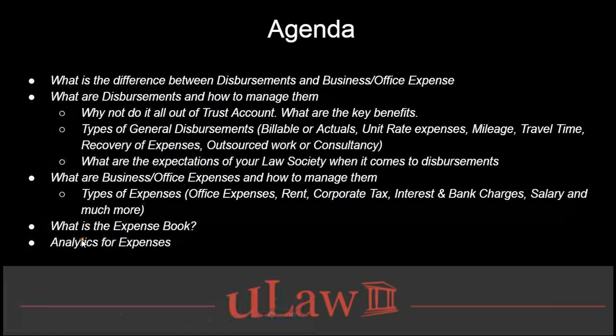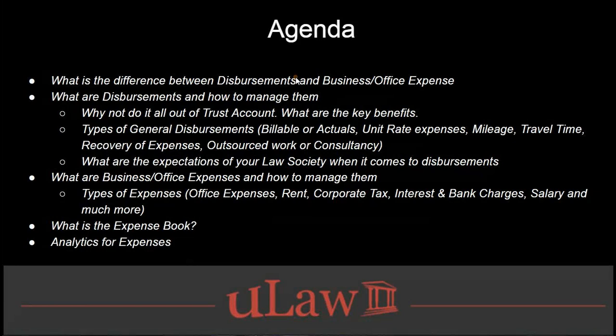Like every other uLaw webinar, today's webinar has a specific agenda. We're going to talk about the two major categories or types of expenses that a legal firm comes across. The one where you pay for your client, the expenses that you incur in executing or managing a matter or a file for a specific client, which are otherwise called disbursements. And there are, of course, the expenses related to running your business or your office, so your office management expenses. So the two major categories of expenses that a legal firm has.